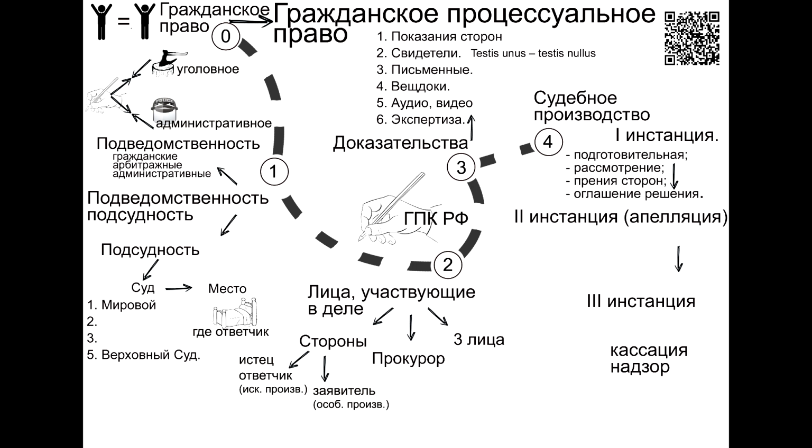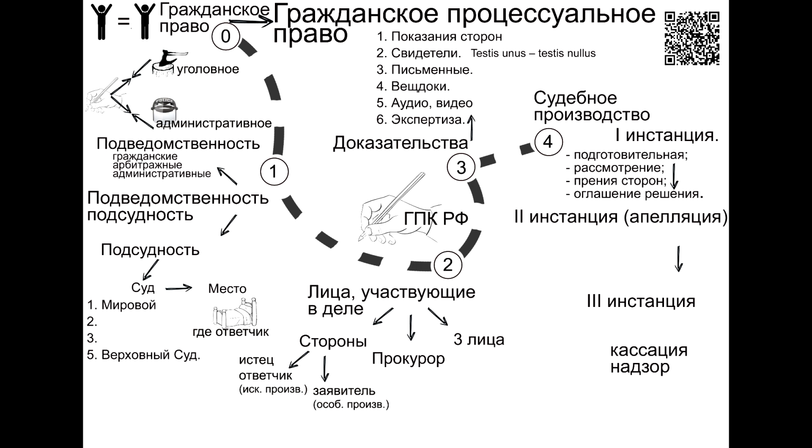4. Exclusive: some categories of cases are resolved by strictly defined courts. For example, disputes about real estate are considered at its location. 5. Contractual: the parties can determine the jurisdiction of the dispute between them by agreement, but not for all categories of cases. Now let us look at the second aspect, persons involved in the case.